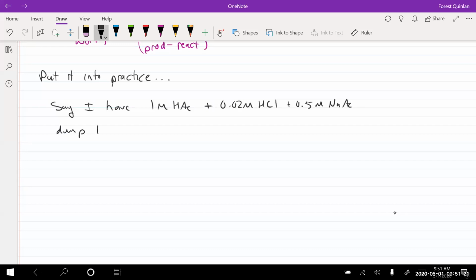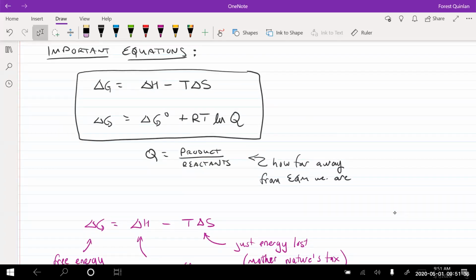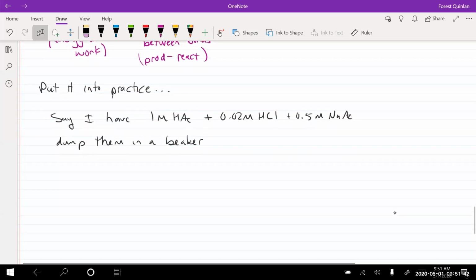Yeah? Quick question. So our two delta G equations, both of them are dependent on temperature. Mm-hmm. But one of them is positively correlated with it, and the other seems to be negatively correlated with it. Oh, I love math. Yes, you're right.